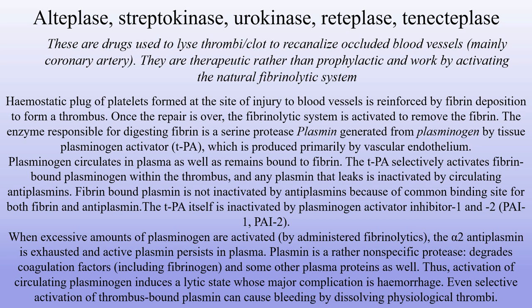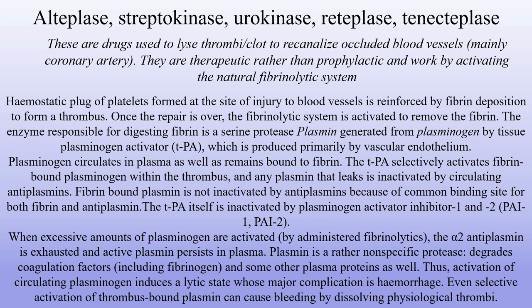Plasminogen circulates in plasma as well as remains bound to fibrin. The TPA selectively activates fibrin-bound plasminogen within the thrombus, and any plasmin that leaks is inactivated by circulating antiplasmins. Fibrin-bound plasmin is not inactivated by antiplasmins because of a common binding site for both fibrin and antiplasmin. The TPA itself is inactivated by plasminogen activator inhibitor 1 and 2, PAI-1, PAI-2.